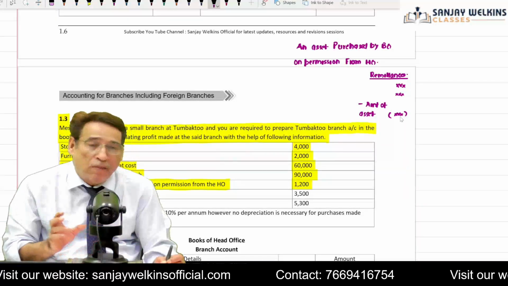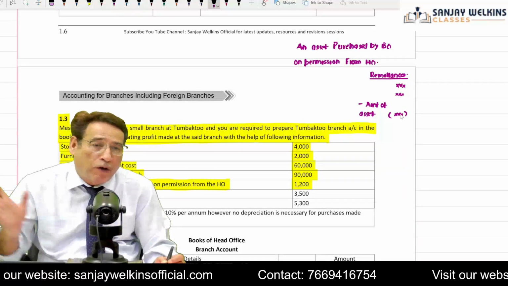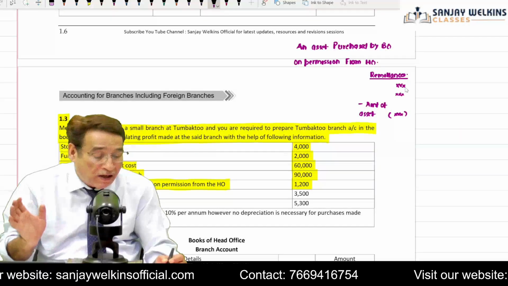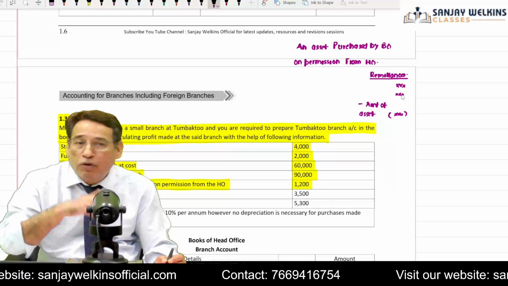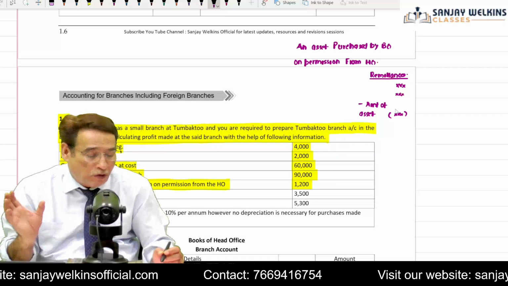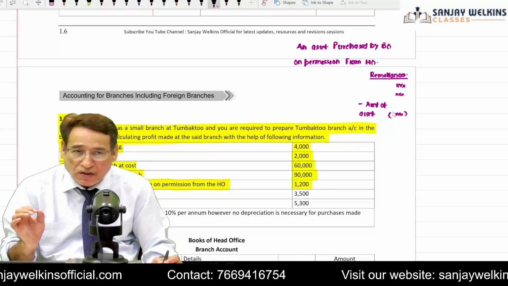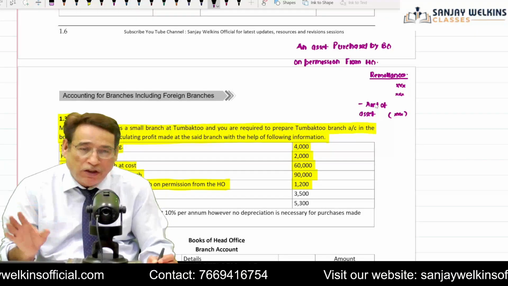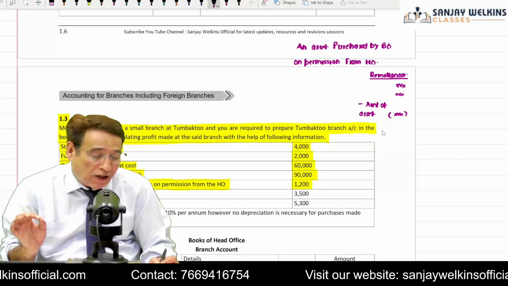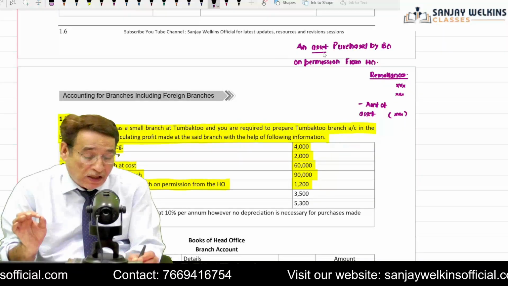Indirectly branch is supposed to receive this much amount from the head office, and this much amount branch is supposed to actually send to the head office. So what branch is going to do, it will simply deduct this amount from the remittances. Is it clear to you or not? This will be the first treatment, obviously, because branch has purchased an asset.